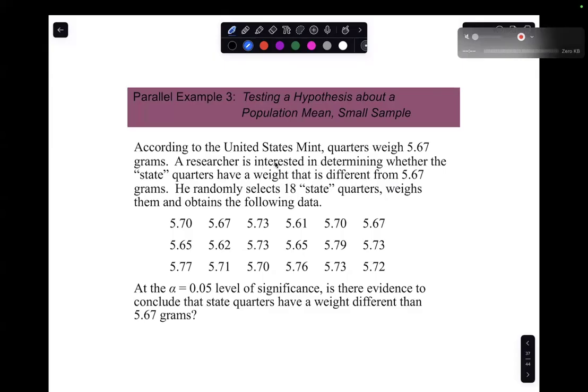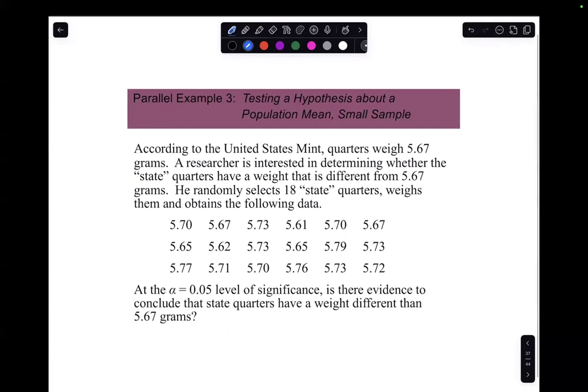So the United States Mint says that 5.67 grams is the average. We do not know our standard deviation yet. The calculator is going to do that for us. So the calculator function we are going to use is you're going to go to stat, tests, and then t-test.